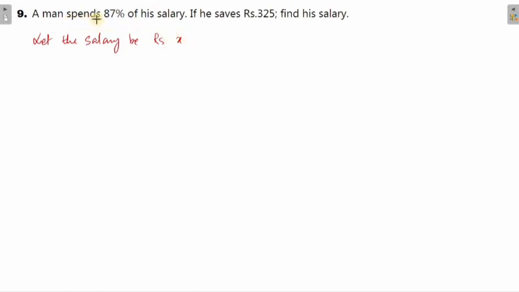He spends 87%, isn't it? So we can say expenditure is given to be 87% of rupees X. So can I write this as rupees 87X by 100? Yes, because 87% is 87 by 100, and 87 by 100 into X is 87X by 100. So this is the expenditure.